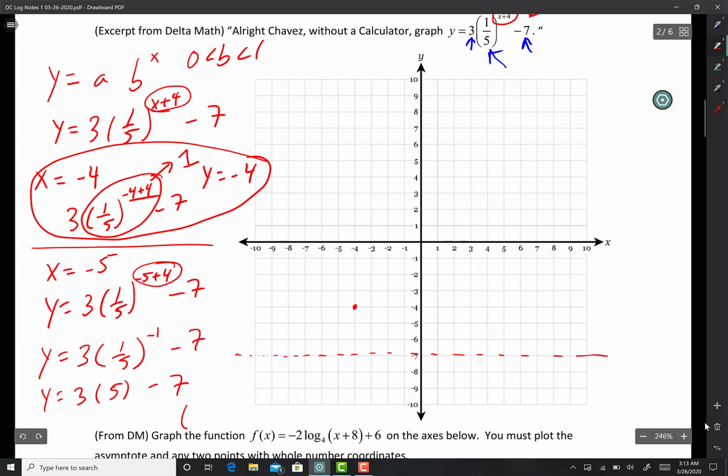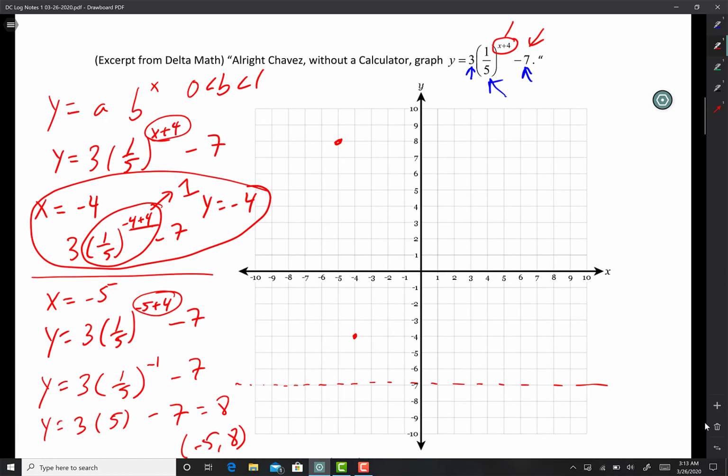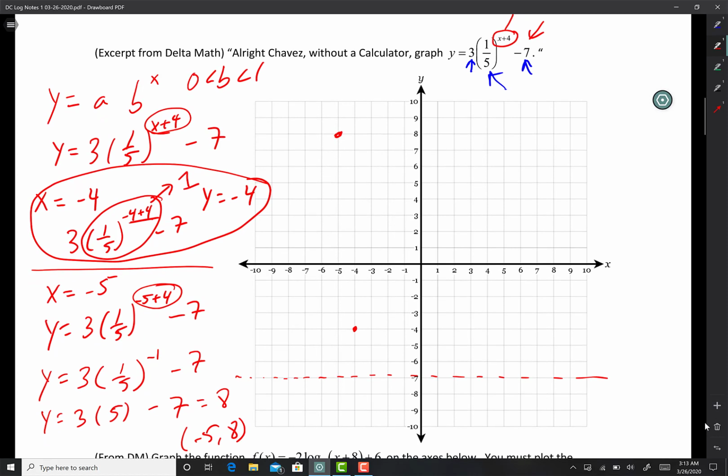So I have a point at -5, 8. So I go to -5 and I put a point at 8. And then -5, there we go. And I don't see any mistakes. I think it looks okay. Does it look okay? Yeah, it looks all right.